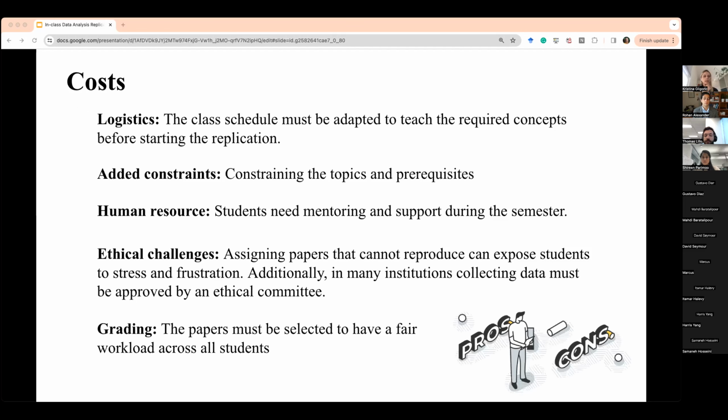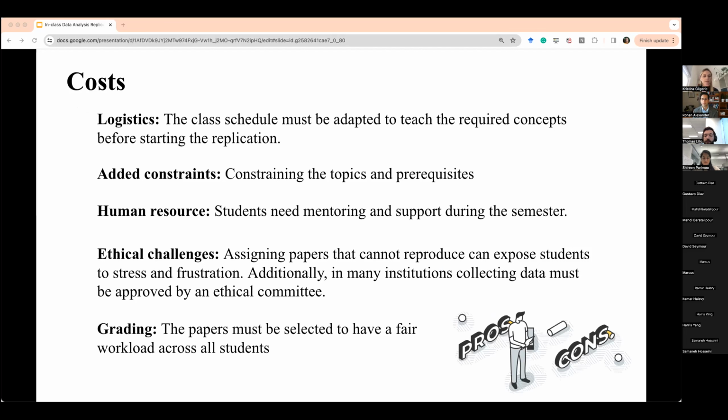But this does come at some cost. So we had a large class with 350 students, and first there was a lot of logistics around it. We had to adapt the schedule to make sure first that we teach the required concepts in the right order and that students have all the knowledge before doing the replication exercise.